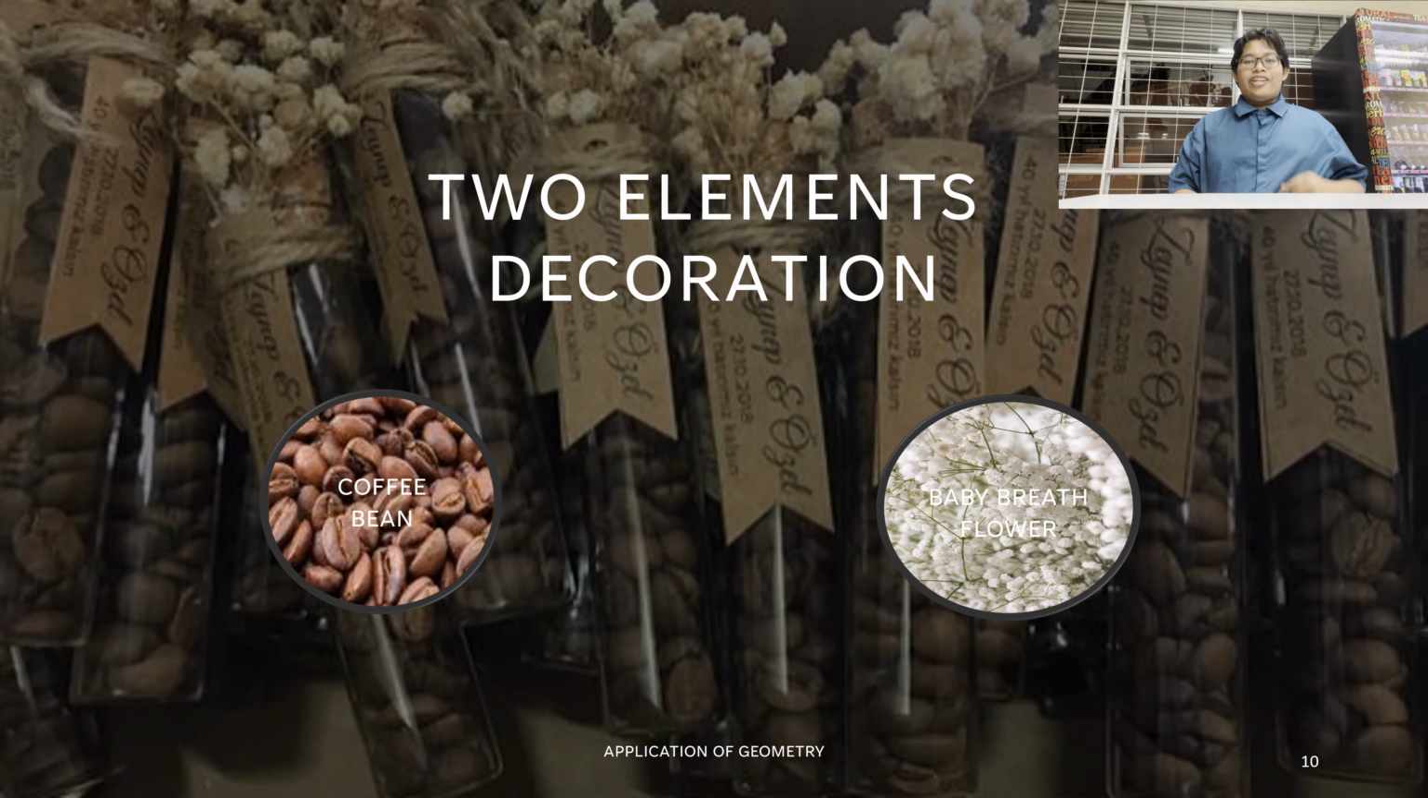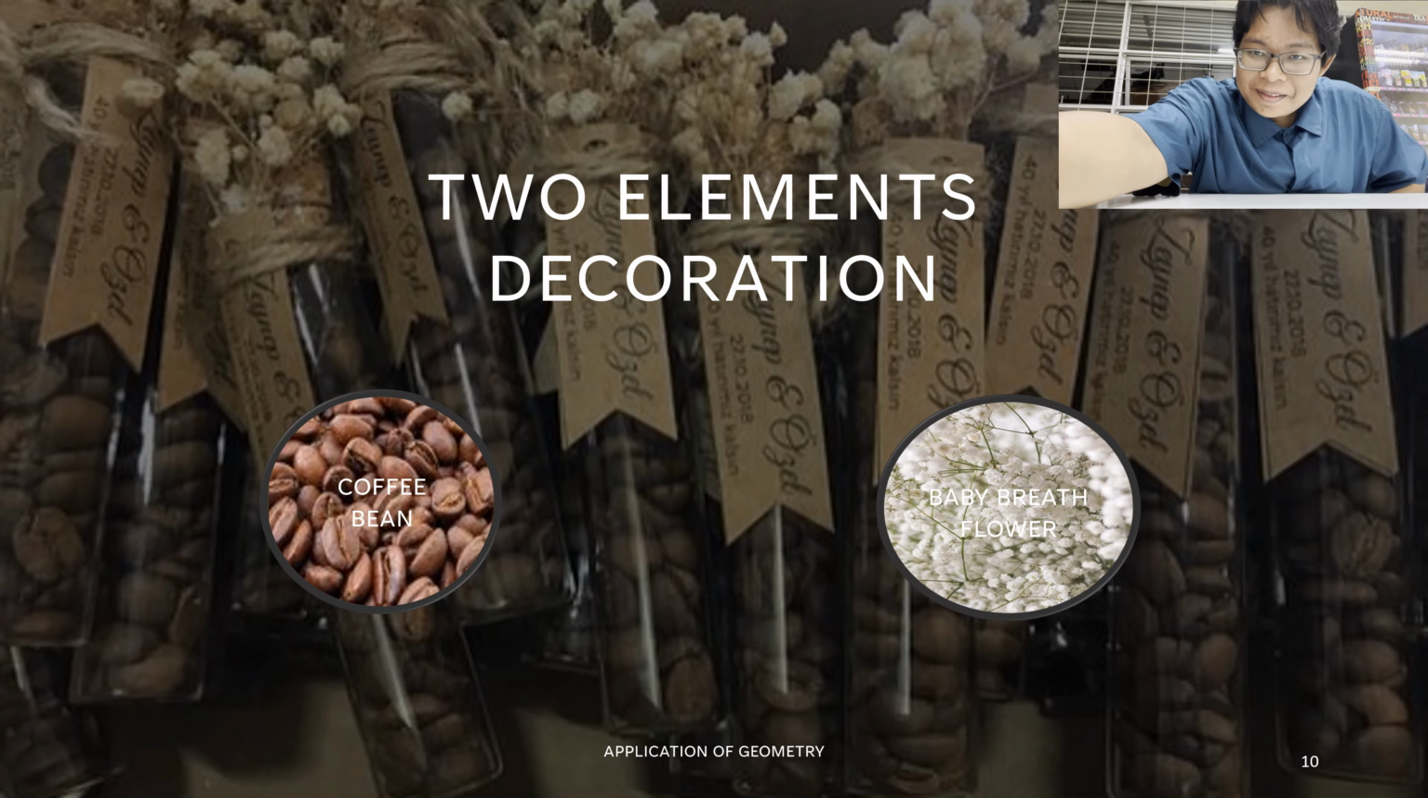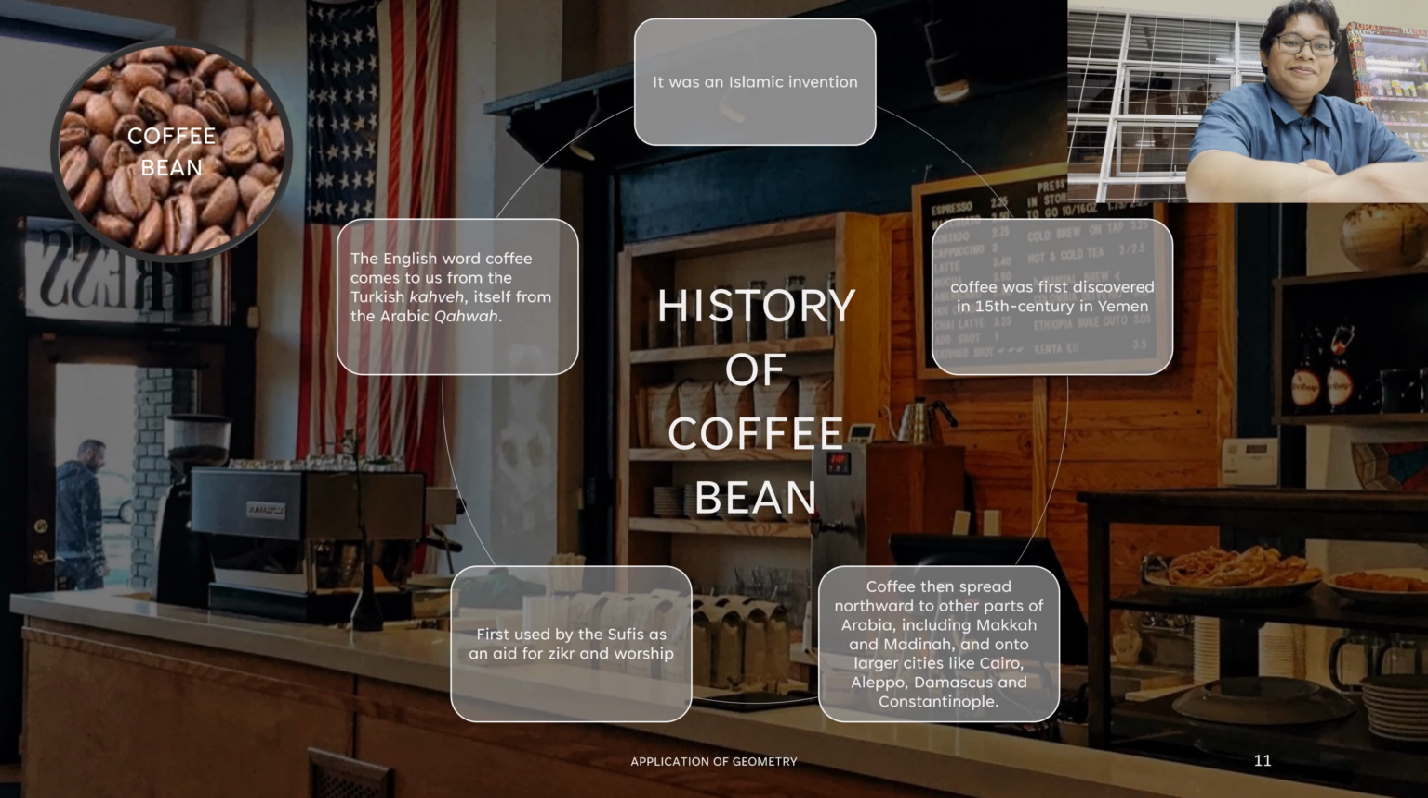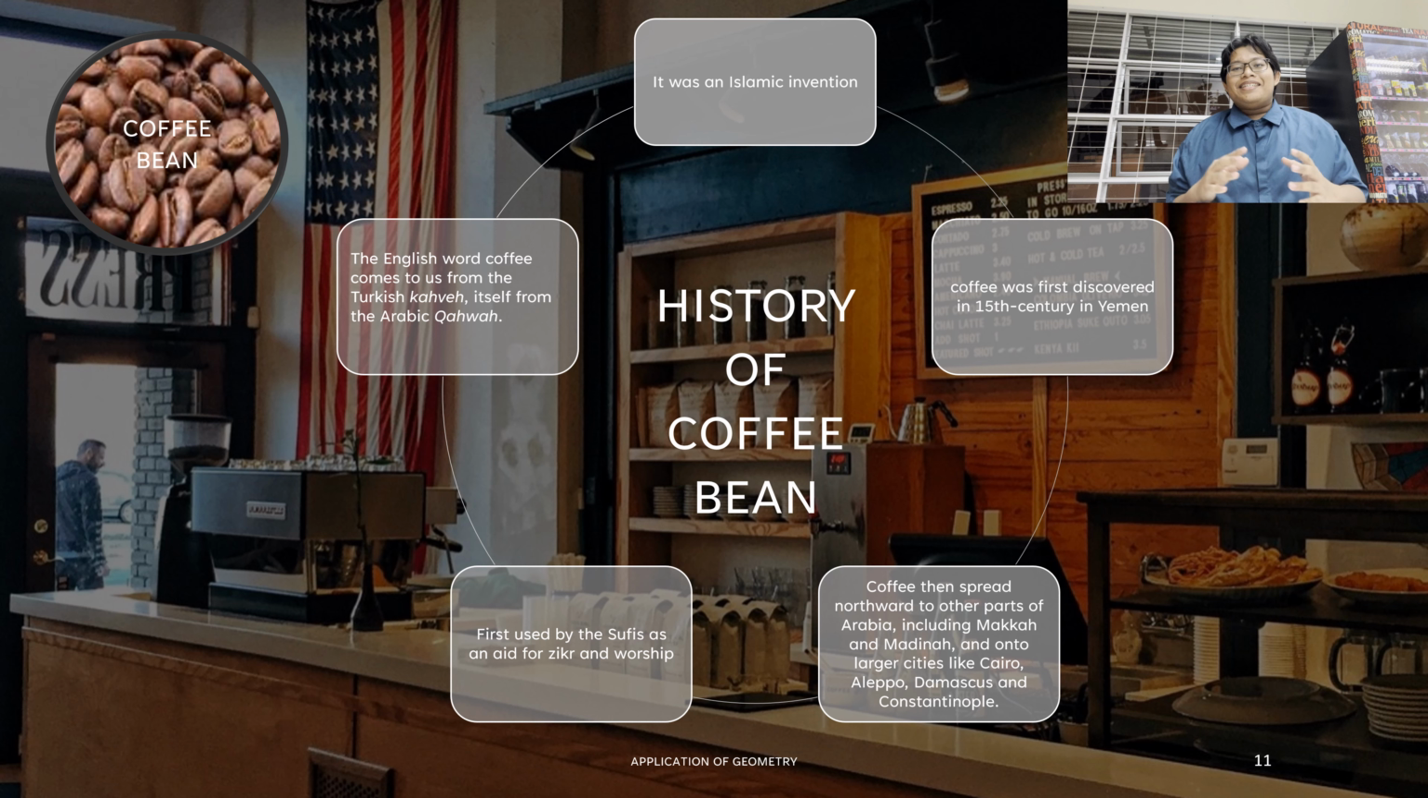There are two elements of decoration, which are coffee bean and baby breath flower. First, we talk about coffee bean. History of coffee bean. Coffee was first discovered in 15th century in Yemen. It was an Islamic invention.